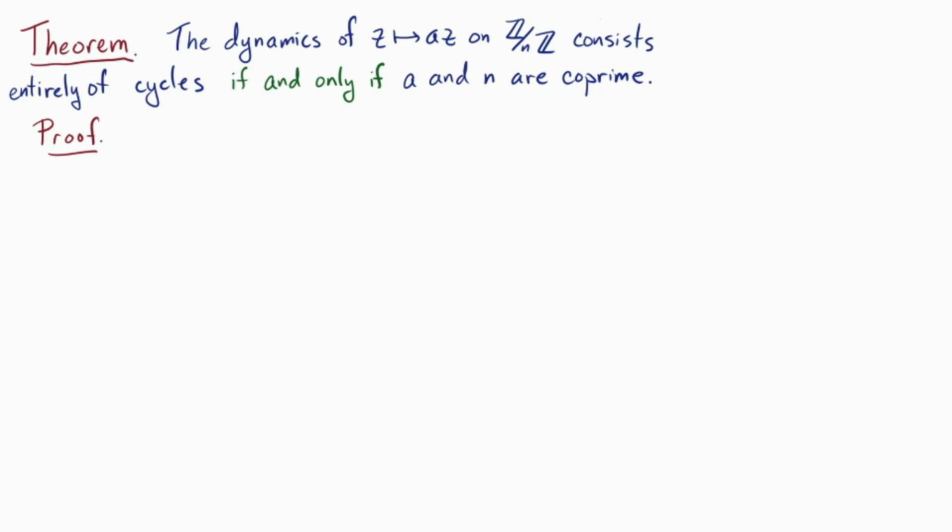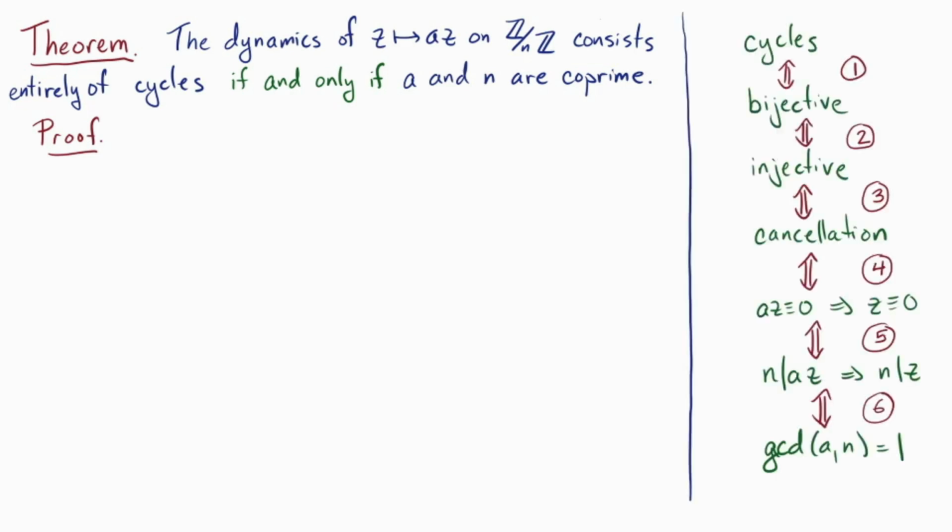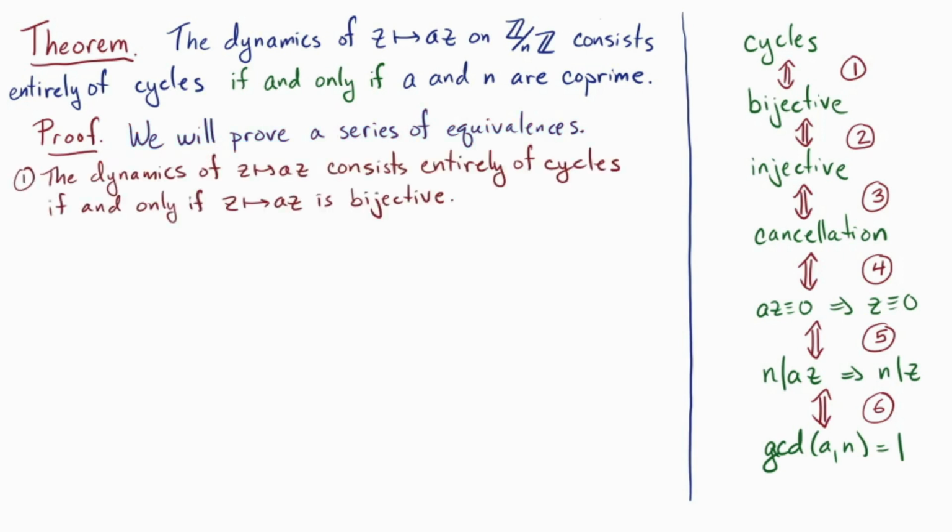Theorem. The dynamics of z maps to az consists entirely of cycles if and only if a and n are coprime. Okay, so let's remind ourselves of the game plan in the margin, and I'll actually label them all. So the proof is going to be a whole sequence of equivalent statements, and I have to convince you that they're all equivalent from one end to the other. Okay, so proof. We will prove a series of equivalences. So these are the if and only ifs, which are labeled in the margin. So first, we've already seen in a previous video that the dynamics of z maps to az consists entirely of cycles if and only if that function is bijective.